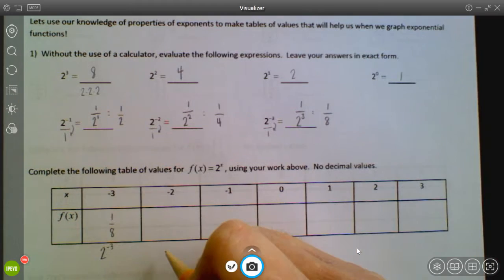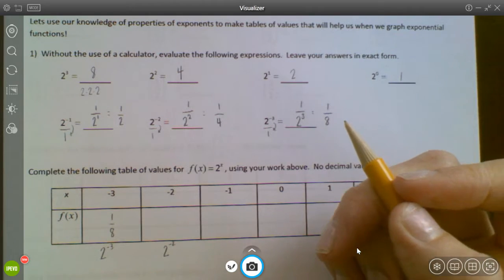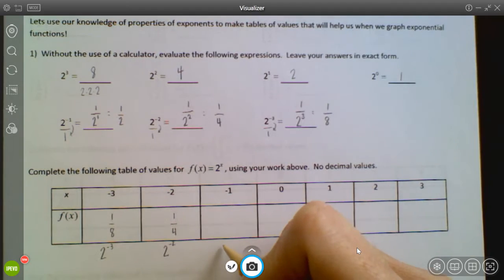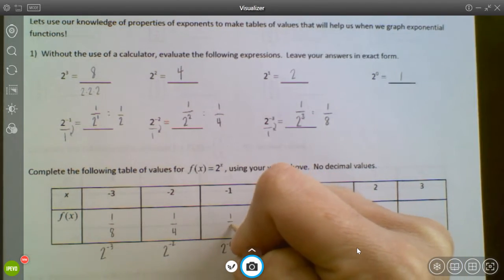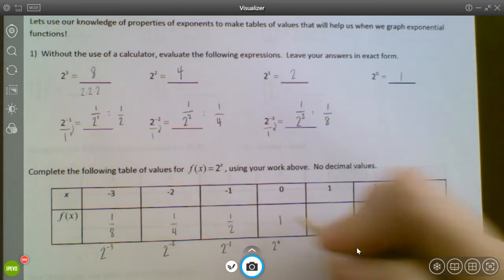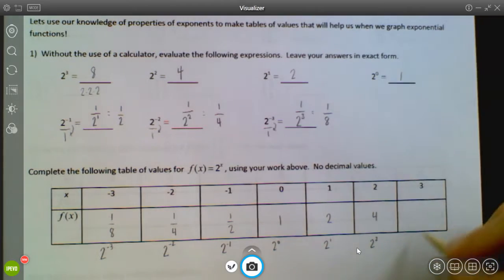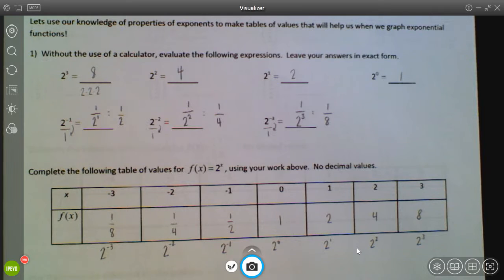I'm going to continue across the chart here. So 2 raised to the x power, our x is negative 2. That's asking us to evaluate 2 to the negative 2. Well, we figured that was 1 over 4. Over here, 2 to the negative first power, we said was 1/2. 2 to the 0 power we said was 1. 2 to the first is 2. 2 squared is 4. And then 2 to the third is 8. So I'm going to have you pause the video and try the example down at the bottom of the page, and I will meet you on the next page.